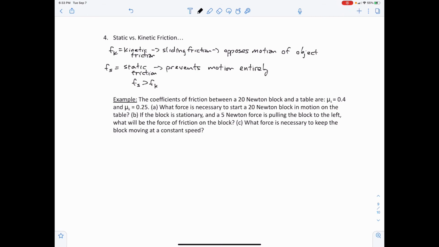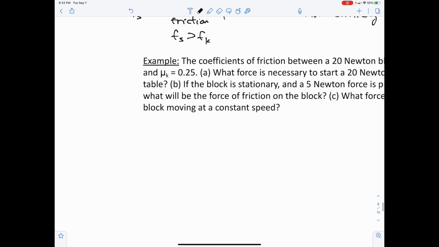First thing we need is a diagram. So let's draw that. We have a surface, a block. We have an applied force going to the right. We have a normal force going up. We have a weight of 20 newtons.